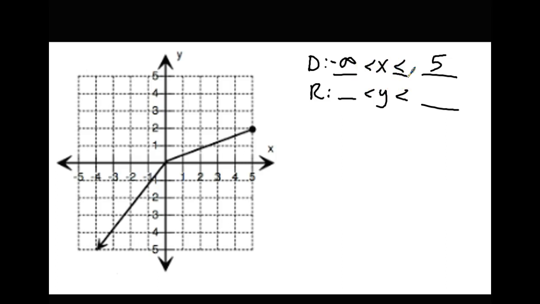All right, how about Ashley? What'd you put here? Yep, the graph never stops going down. Never stops going down. Quinn, what'd you put here? 2. The highest y value is 2. Okay, that happens right here.